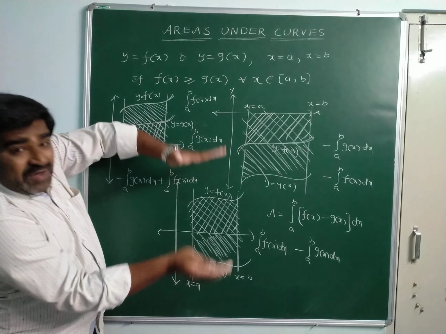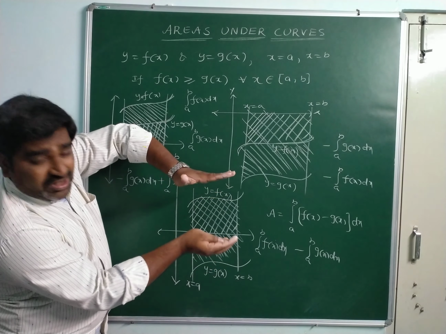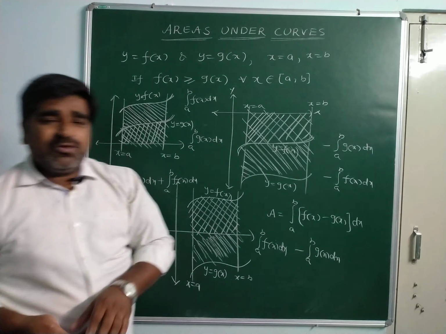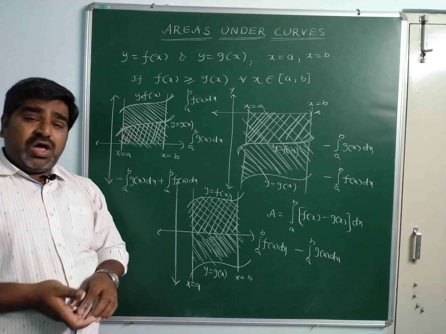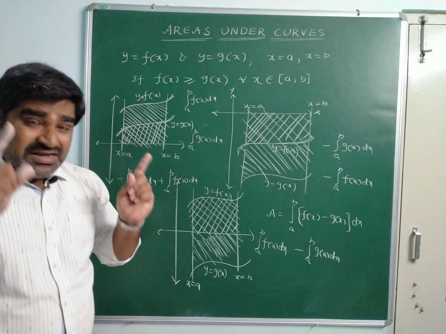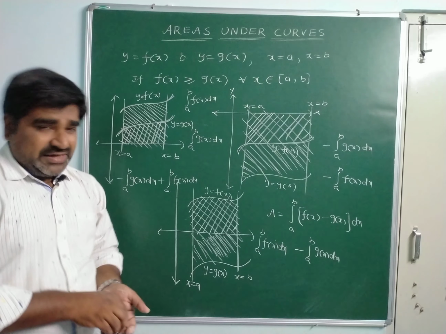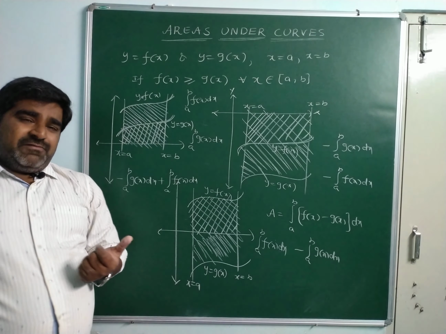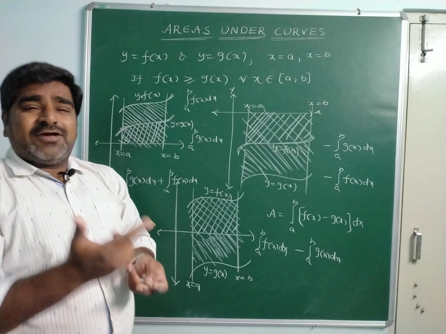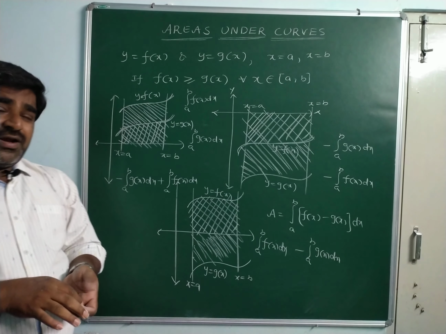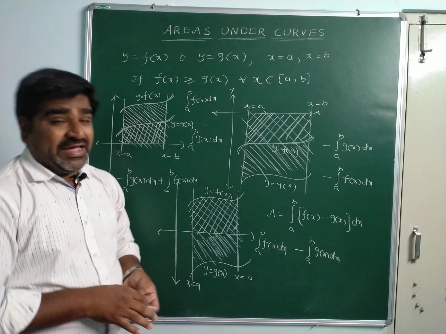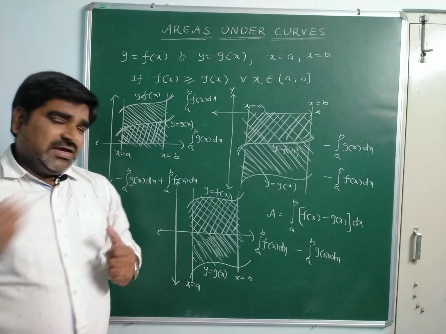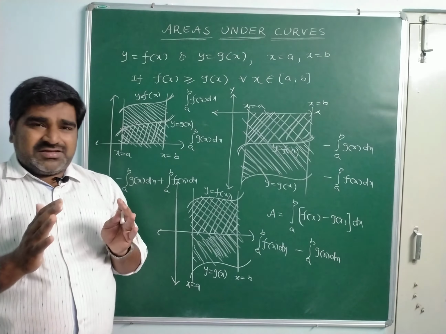Now in this case, I want to add. If you want the total region, you should add these two: integral a to b f of x dx minus integral a to b g of x dx. Always do upper curve minus lower curve whenever you take the x limits. If you take the y limits, it is the same again: right curve minus left curve. Whenever you take the x limits, apply upper curve minus lower curve. Whenever you take y limits, apply right curve minus left curve. This is a simple concept of areas.